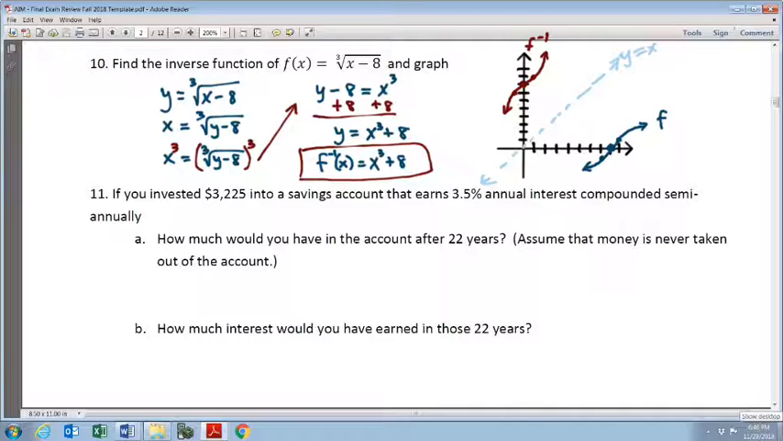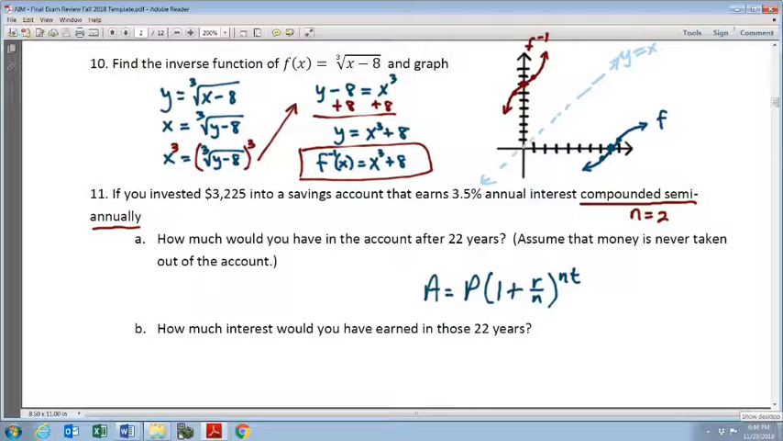All right, let's look at number 11. We're investing $3,225 into a savings account that earns 3.5% interest compounded semi-annually. That means we're not going to be using PERT. We'll be using our other formula, but notice also that n is going to equal 2. And so we're using this formula with n equals 2.